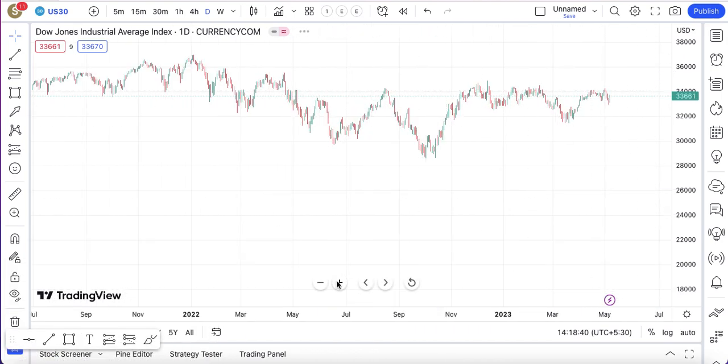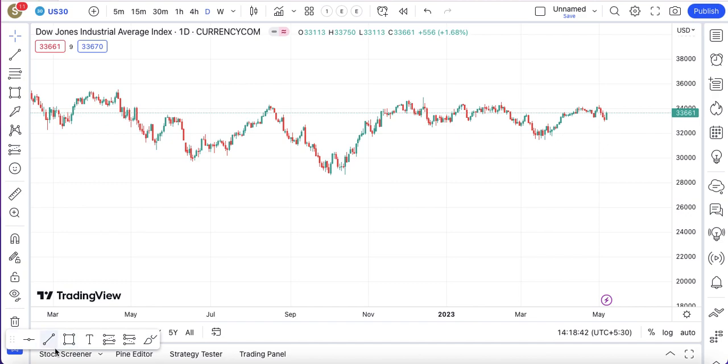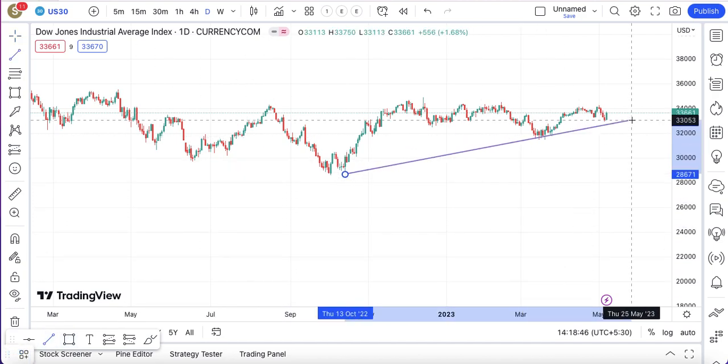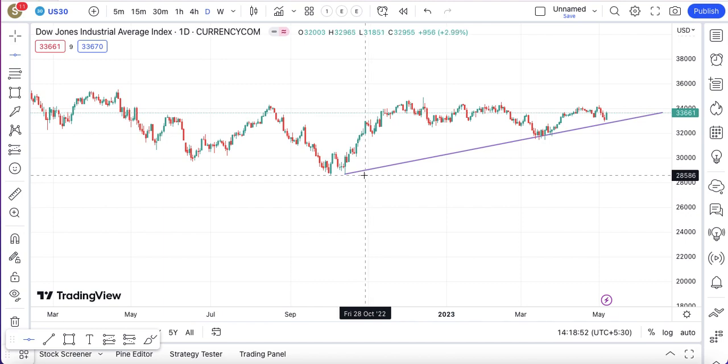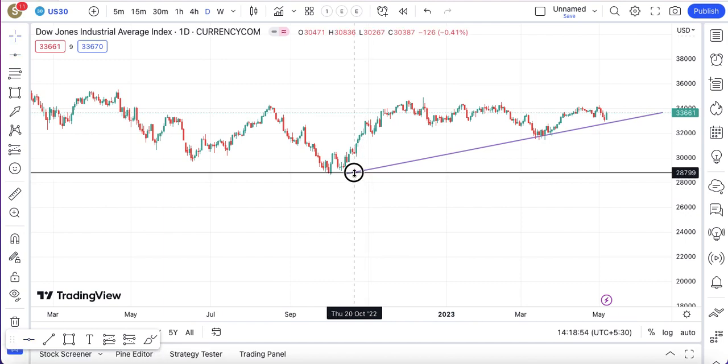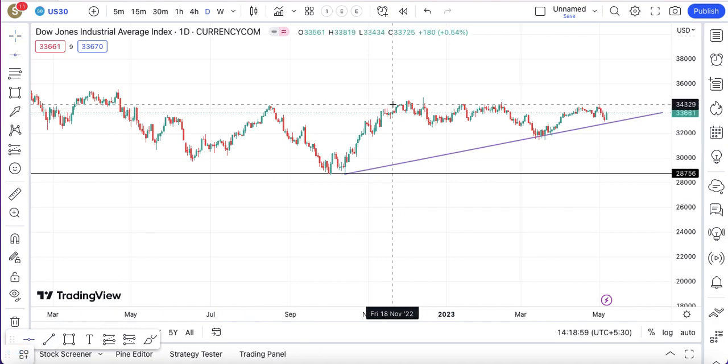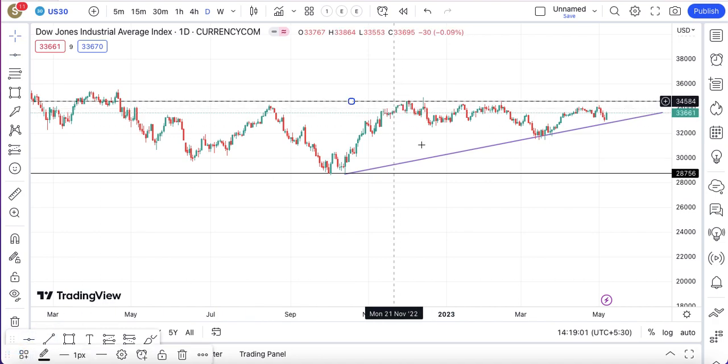I have now switched to the daily chart. I'd like to draw a trend line from here, and this is how it goes. This was a strong support, and this is the resistance Dow Jones is facing.